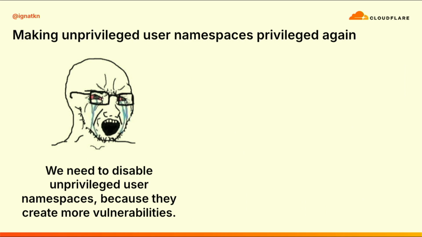And basically, the camp is divided. From one side, we need to disable unprivileged user namespaces because they create more vulnerabilities, but the vulnerability is not in the user namespaces itself. It's a path for you to reach vulnerable code in the kernel.